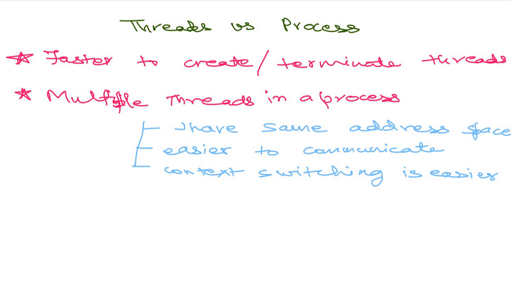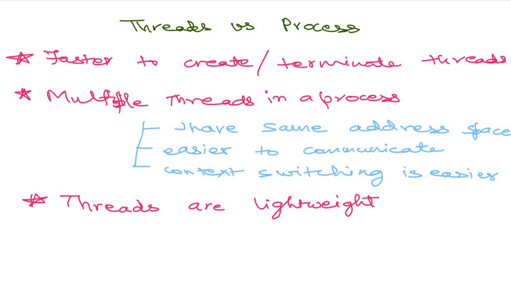Now moving on to the third point, which is basically a summarization of these points: threads are lightweight. Since we saw that these three things are done, it means that threads must consume fewer resources. Because it shares the same address space, we do not have to create a process, terminate it, and then create another process and terminate it, and then clear the cache, etc. That's not to be done in the case of threads. That is why threads are lightweight, they consume fewer resources.